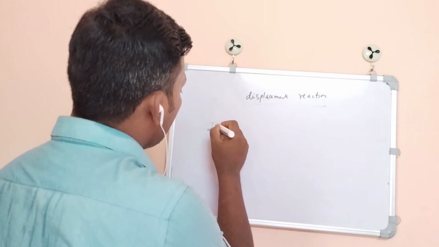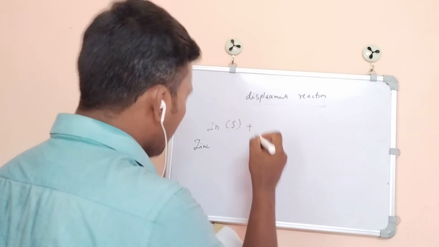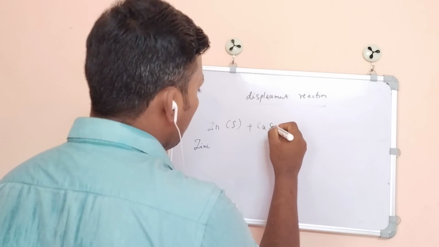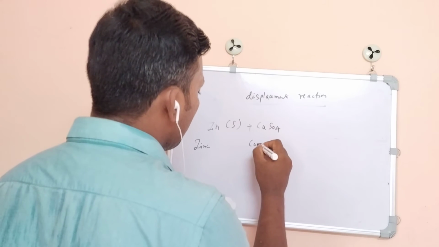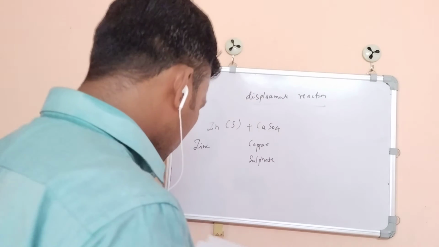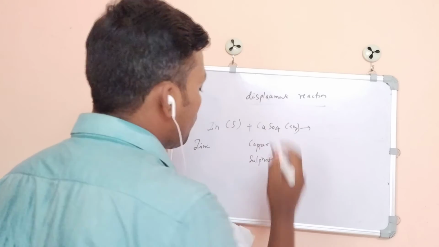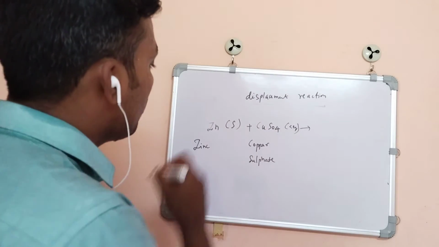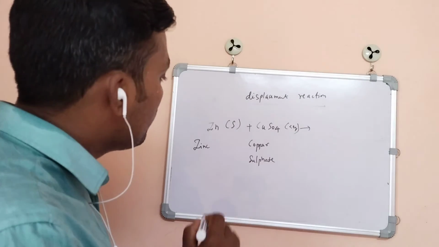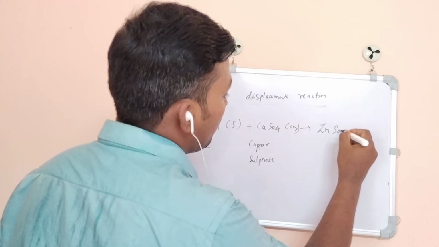First one is zinc. Zinc plus copper sulfate. Zinc is reacting with the copper sulfate. This is aqueous medium. What will be the product if we react the zinc and copper sulfate? If zinc is reacting with the copper sulfate, the major product is zinc sulfate.